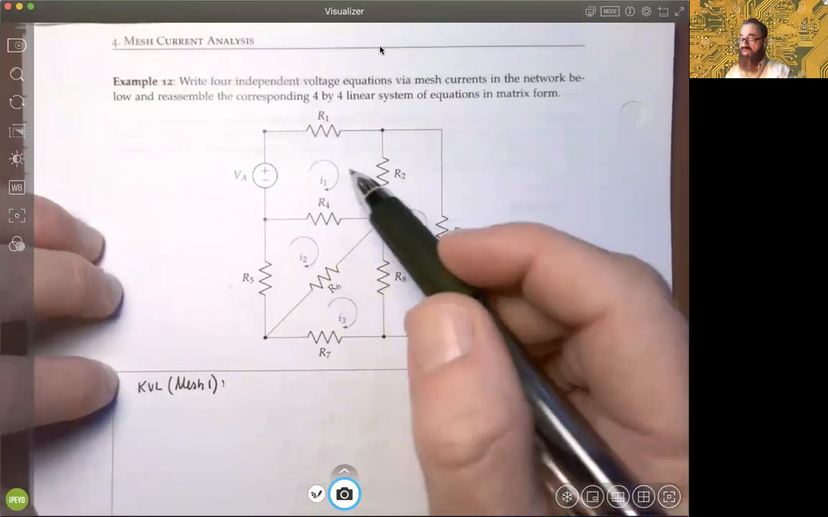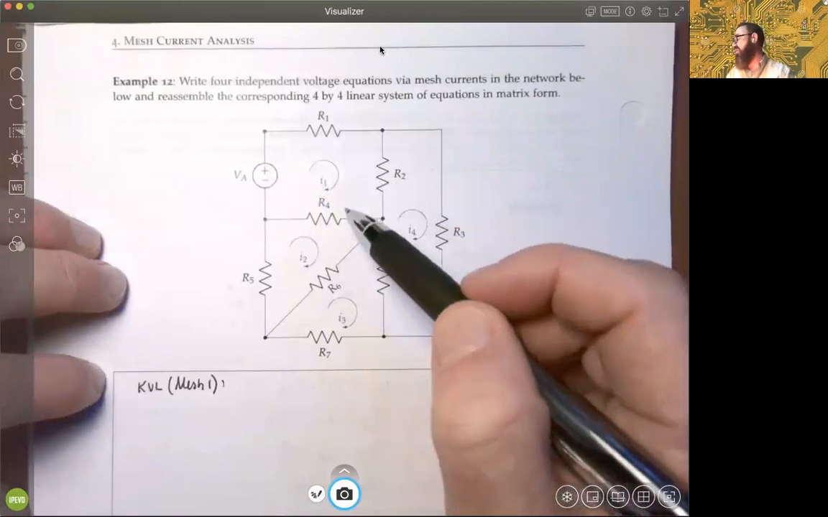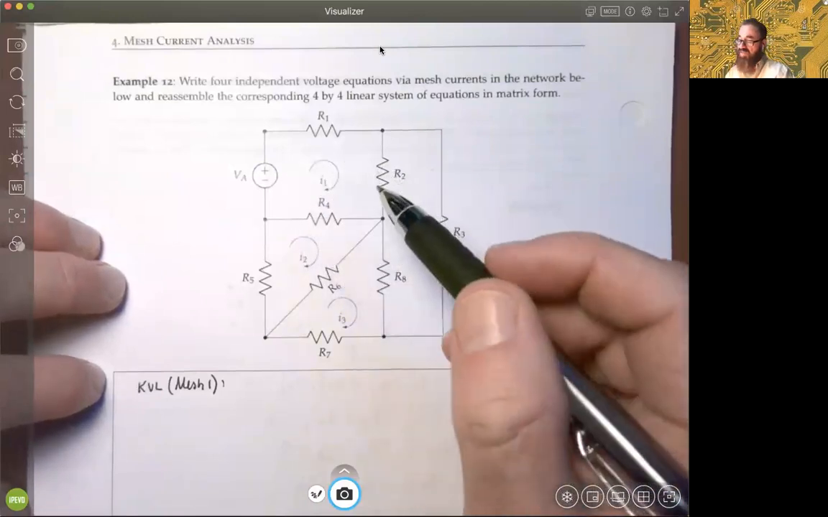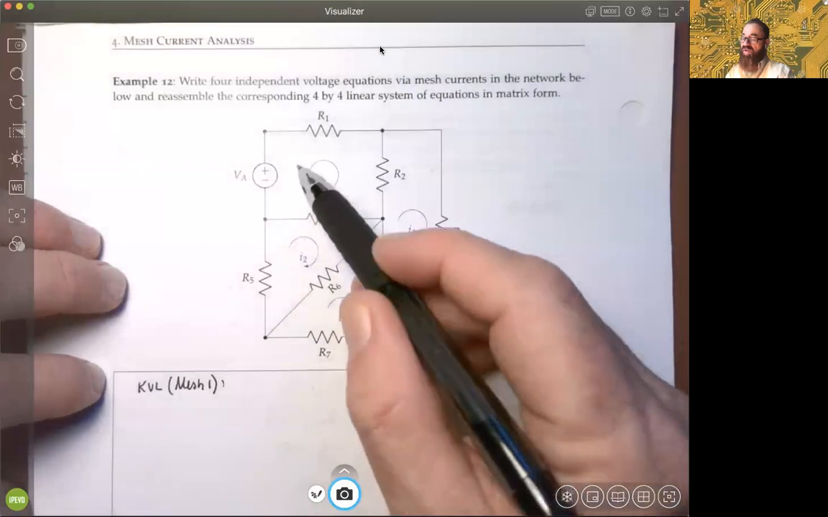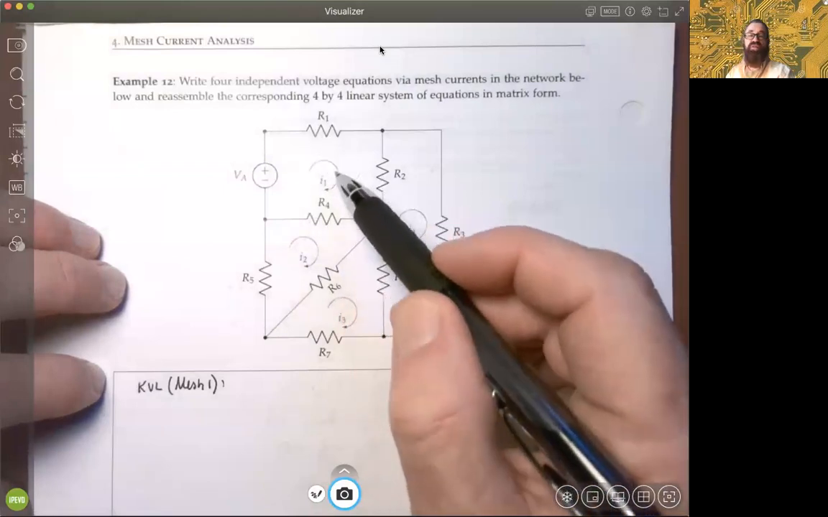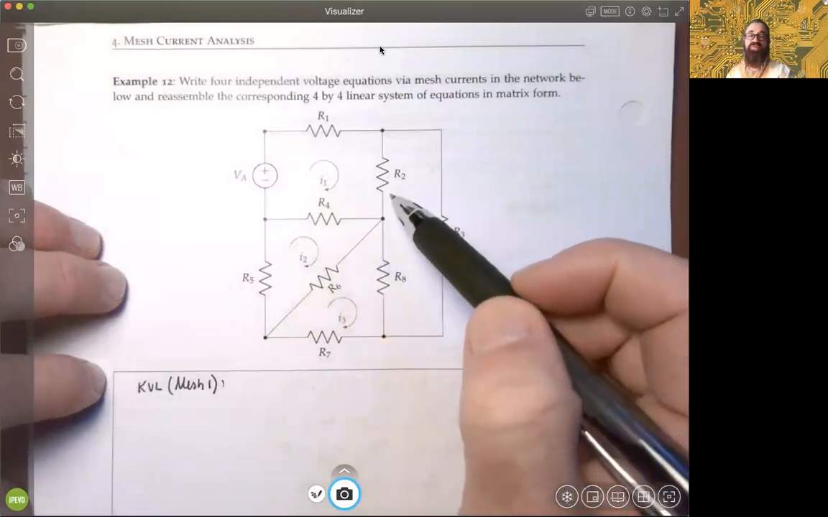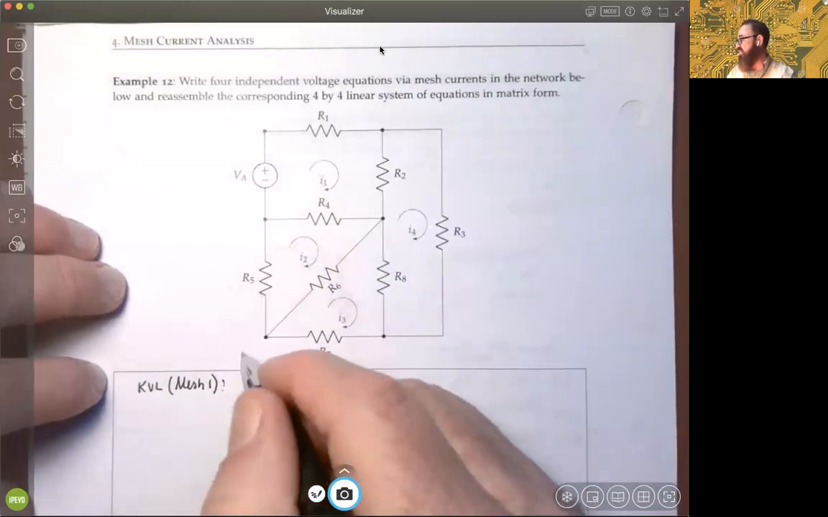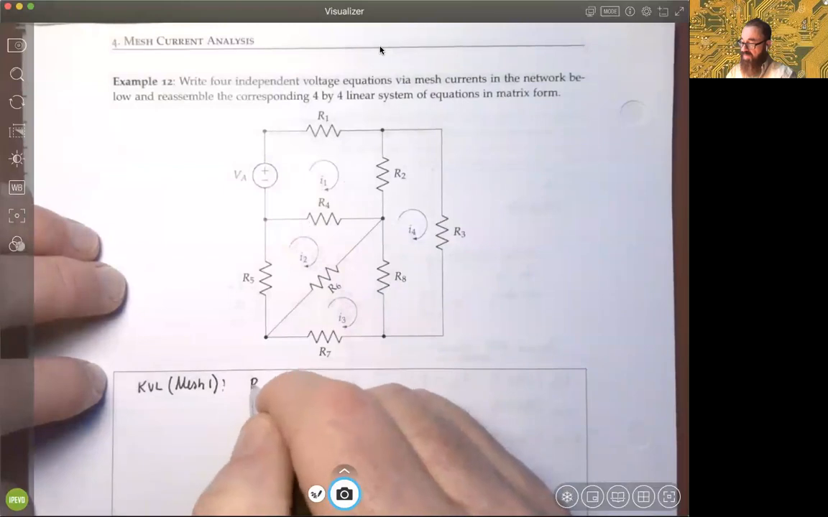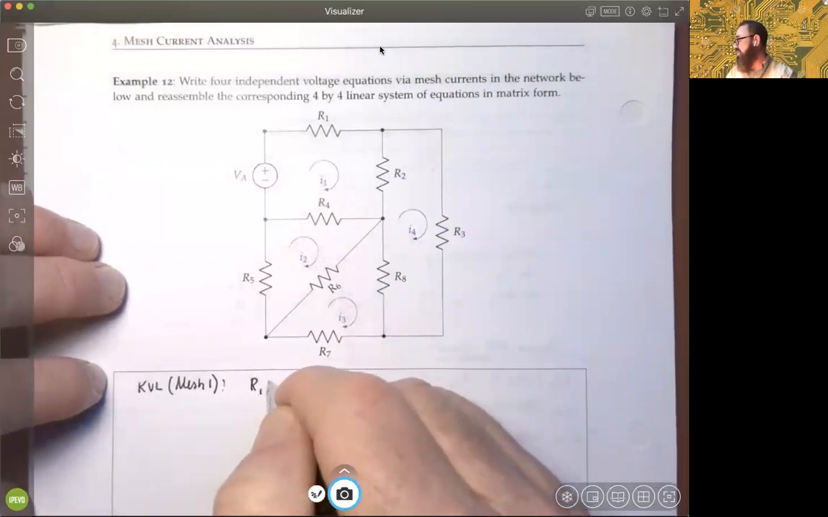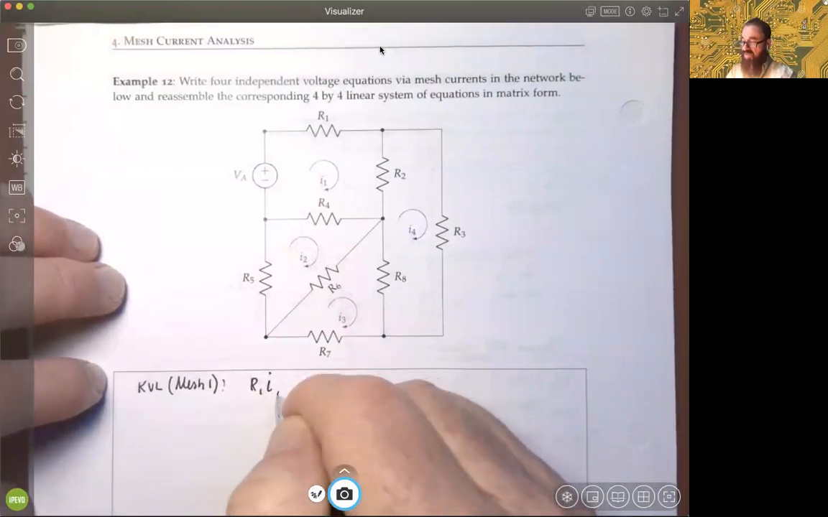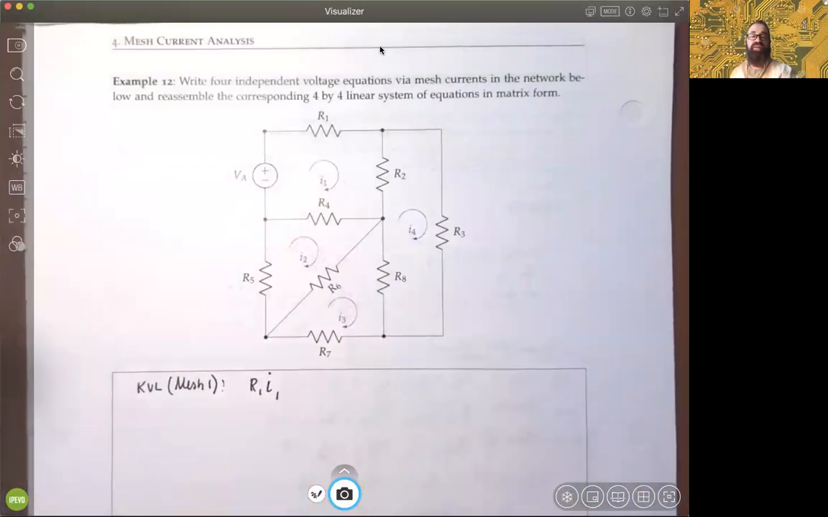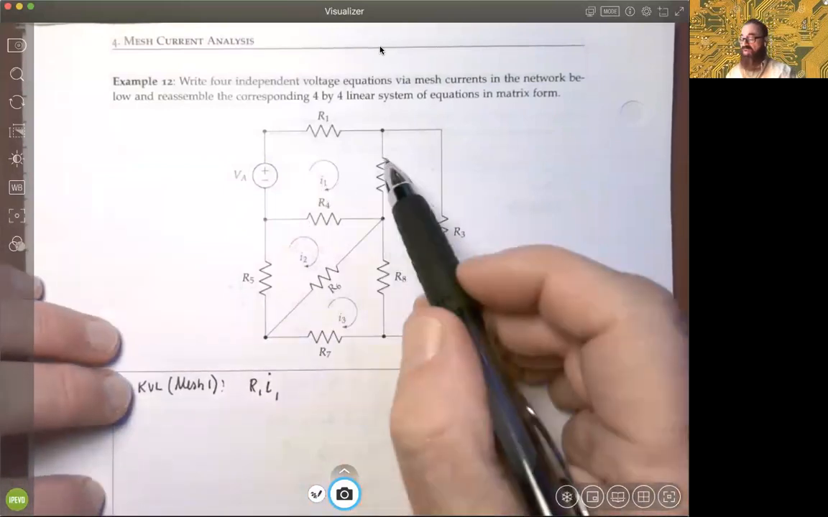Let's go ahead and look at KVL. We're going clockwise around, and let's start up here. In this case, this resistance is not being shared by any other part of the mesh, so its voltage is simply going to be R1 times I1, that mesh current, and that gives us the voltage there. Then we would come into R2.